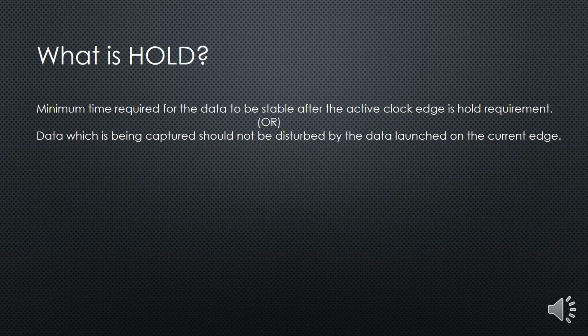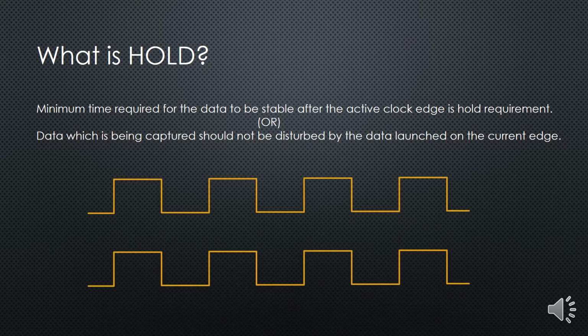Or in other words, we can say the data which is being captured shouldn't be disturbed by the data launched on the current edge. Let me show you what I'm trying to say. These are the two waveforms which we have. The first one is the launch clock and the second one is the capture clock. The data which is launched over here will be captured over here. In the same way, the data which is launched on the second cycle is going to be captured on the third cycle. So the data which is launched here, the green one, will be captured. The register starts capturing on this edge, but it takes some time for it to be captured completely. That is what we call the hold requirement.